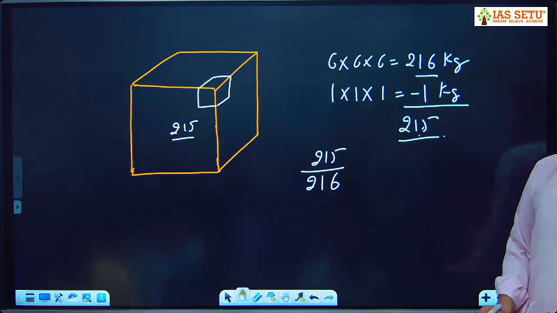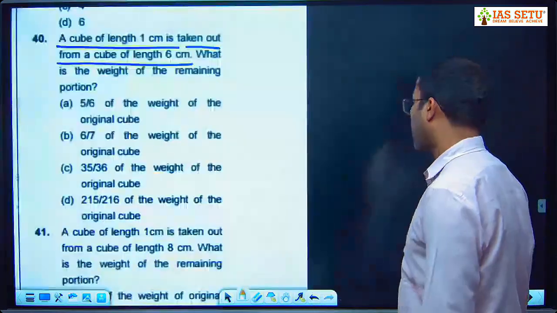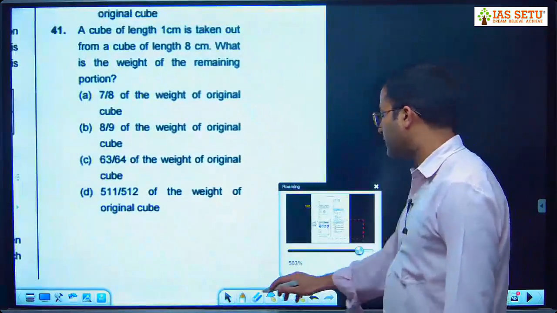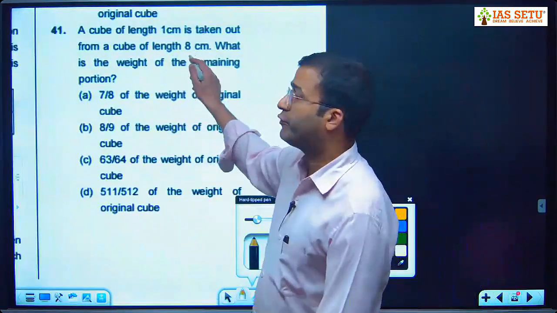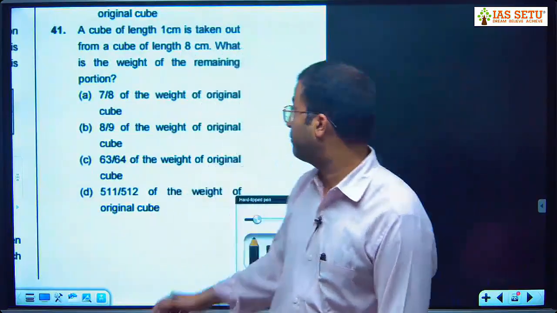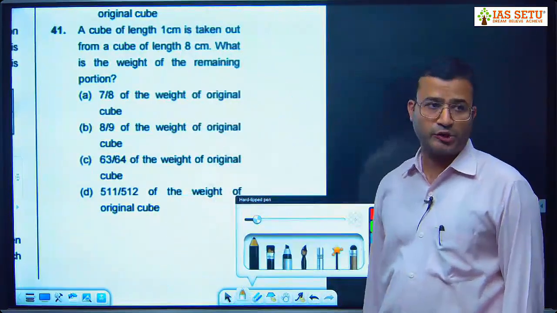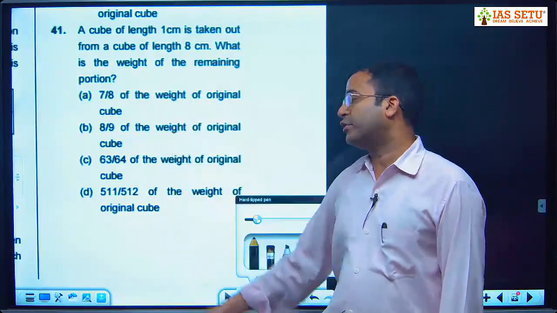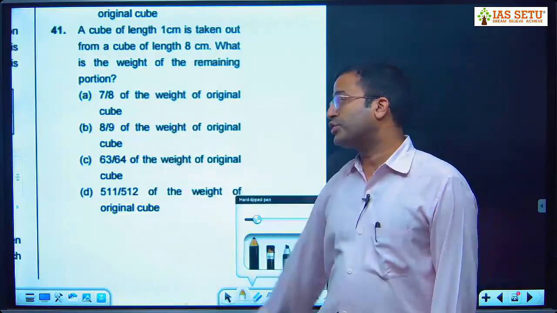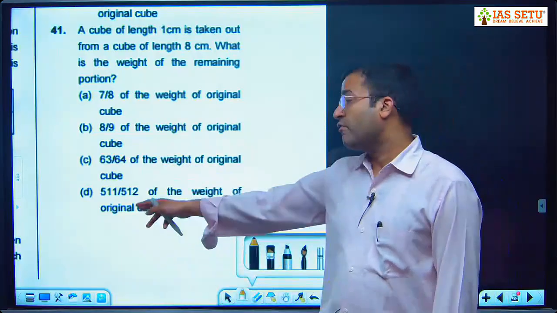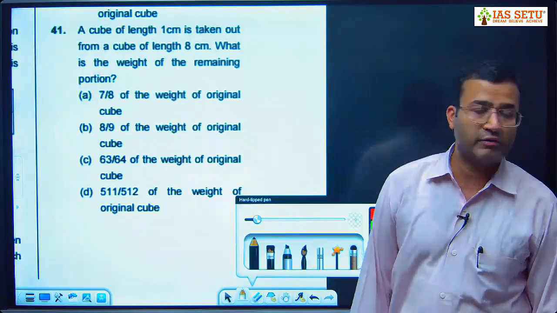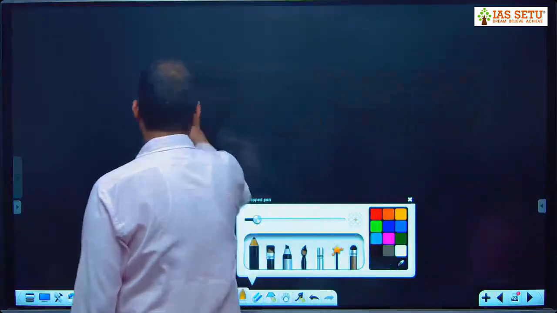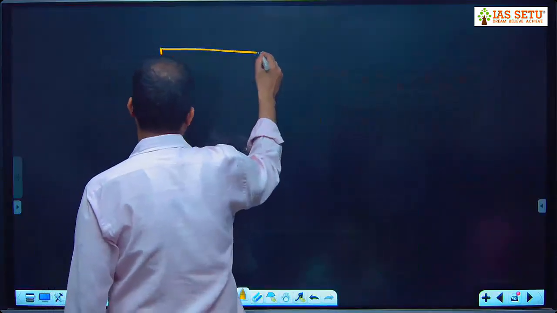Let me take one more question. Question number 41. A cube of length 1 centimeter is taken out from a cube of length 8 centimeter. What is the weight of the remaining portion? 7 by 8 of the weight of original cube, 8 by 9 of the weight of original cube, 63 upon 64 of the weight of original cube, 511 upon 512 of the weight of original cube. So now here we have a cube of dimension 8 centimeter.